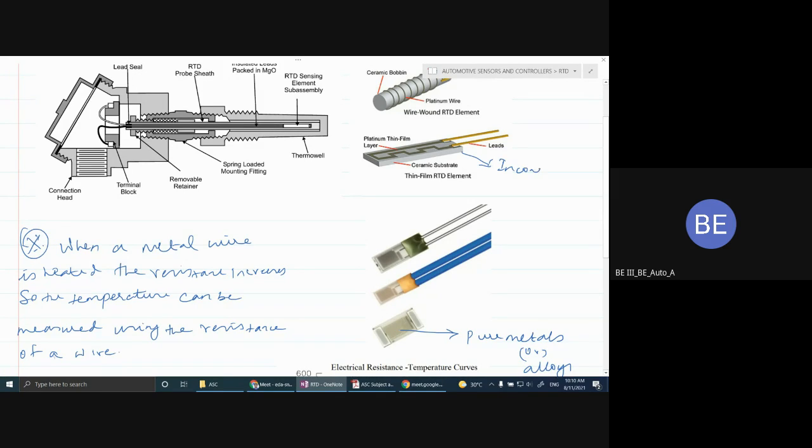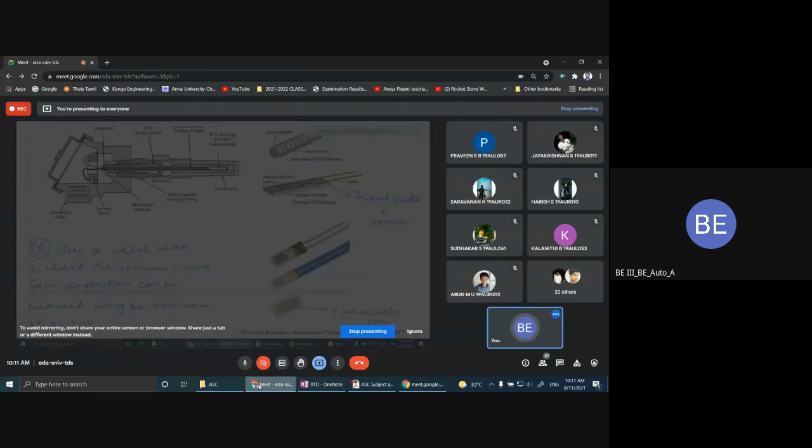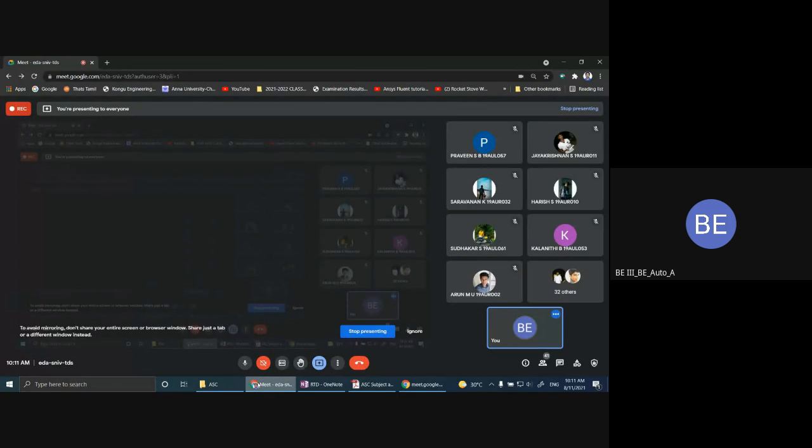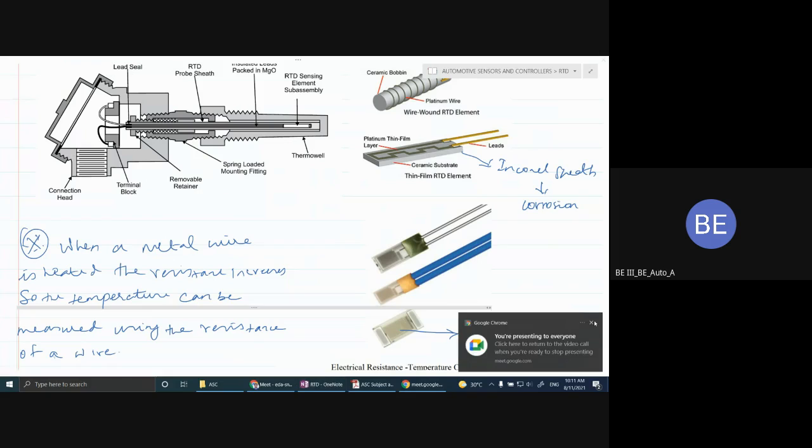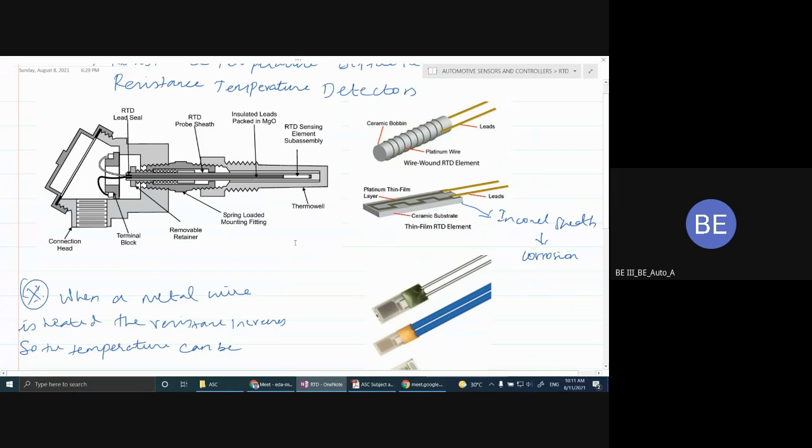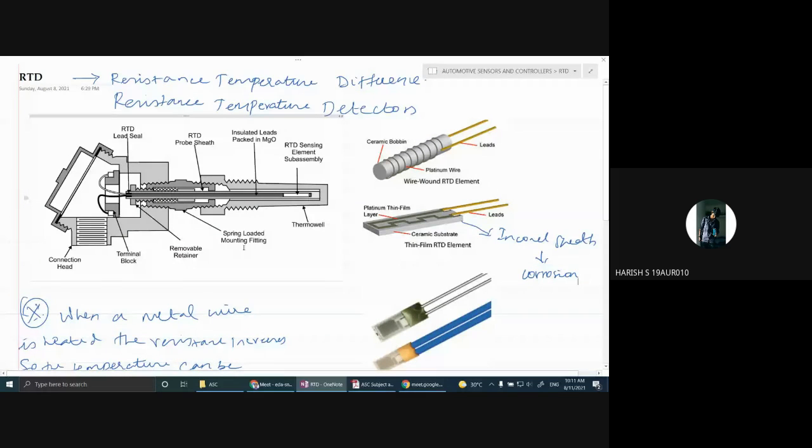This inconel sheath is mainly used for providing corrosion resistance. So what do you mean by corrosion? Rajat, tell me, what do you mean by corrosion? Can you hear me? Yes, sir. Process of rusting. Metal rusting, sir.